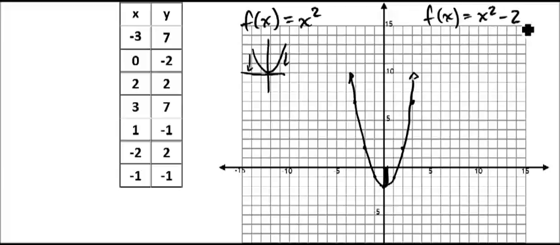Now I can confirm that's the function by just looking at some of the inputs and outputs. So for example, if I consider -3, -3 squared is 9, and 9 minus 2 is 7. 0 squared is 0 minus 2. 2 squared is 4, and 4 minus 2 is 2. So, certainly for these first few values, this is fitting quite nicely, and I'm pretty sure that's what the function is.